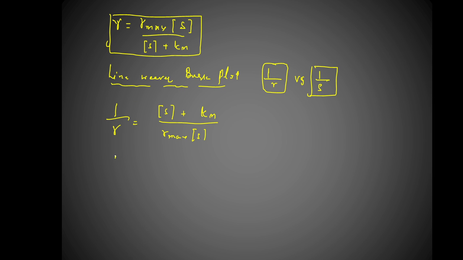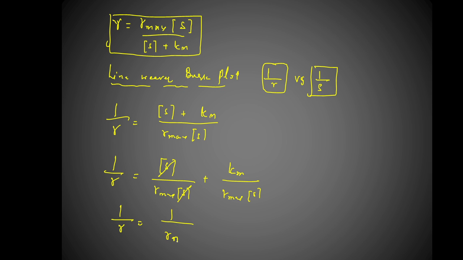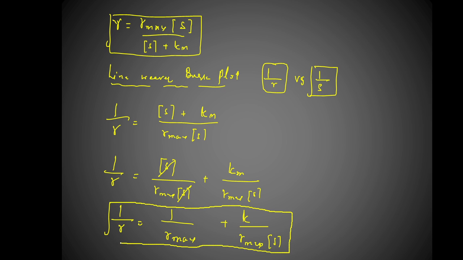So I can write 1 upon R is equal to S divided by R max into S, plus Km divided by R max into S. Here you can cancel this S and this S. So you will get 1 upon rate is equal to 1 upon R max plus Km divided by R max into S. This is a very important equation from which a lot of questions have been asked.